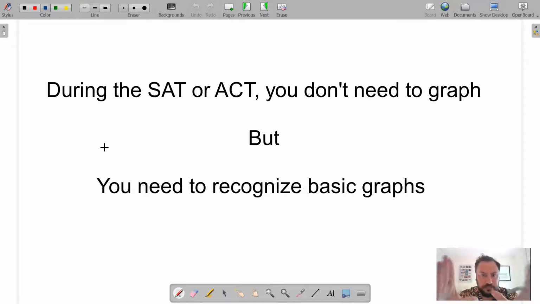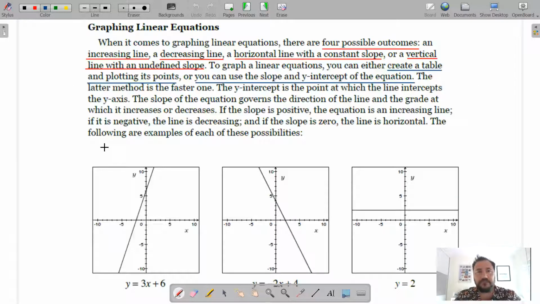I just want to let you know something. On the SAT or ACT, you don't need to graph. Graphing is not part of the exam. However, you need to recognize the graphs or be able to point it out on any drawing that is given to you, on the XY plane. That's why it's important that we realize how to graph.